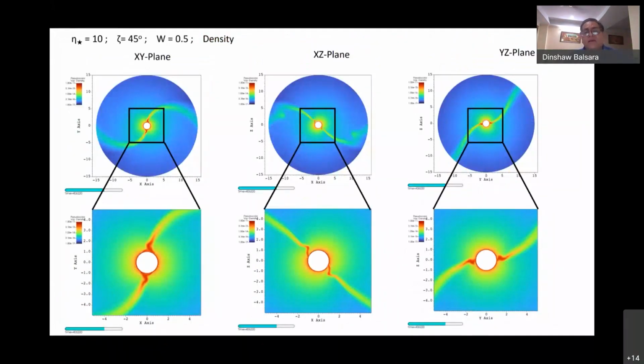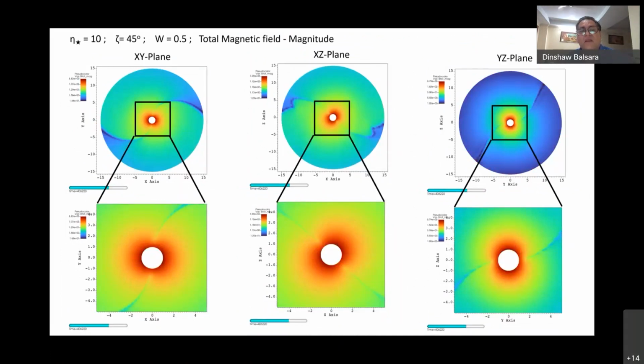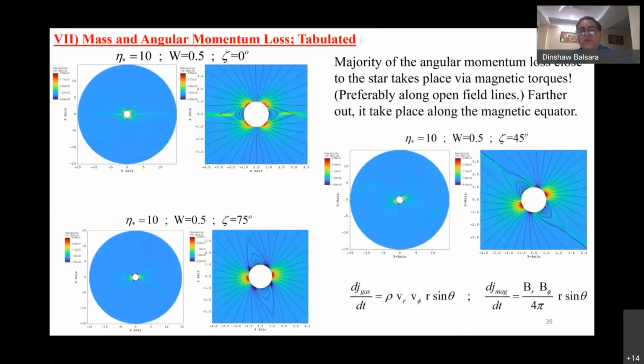So with that, I'd actually like to show you planes, namely XY plane, XZ plane, YZ plane. Remember, the rotation axis is the Z axis. And that actually shows you that these filaments or clumps and structures that are forming are very complicated three-dimensional structures around the star. And there are just different views of the velocity and the magnetic field that I can show you. Of course, that just shows that there's a very complicated geometry developing in the wind.